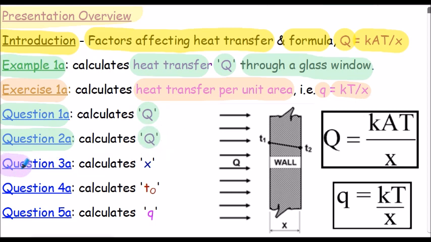Question 3A does require some transposition to rearrange the equation Q is equal to KAT upon X for variable X, which is actually the wall thickness. Question 4A also requires some transposition to calculate the outside wall temperature, often labelled as T2 within these calculations. Finally, question 5A is based on exercise 1A, calculating the heat transfer per unit area, denoted as lowercase q here.